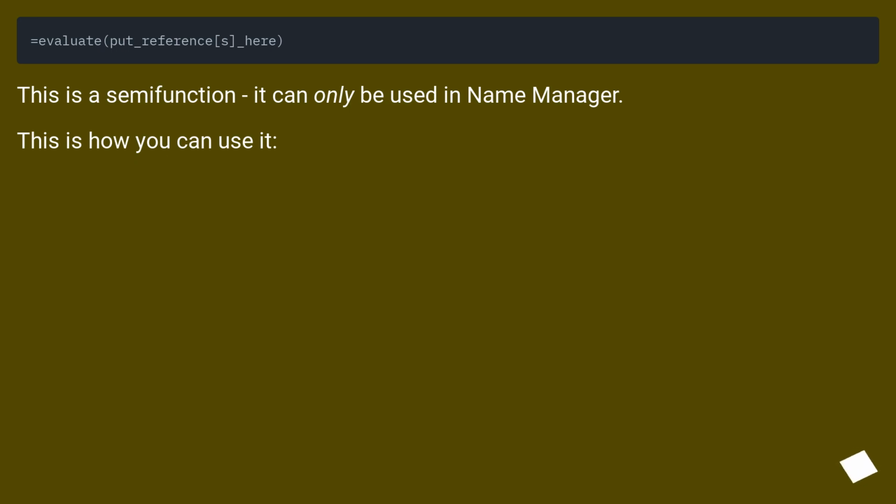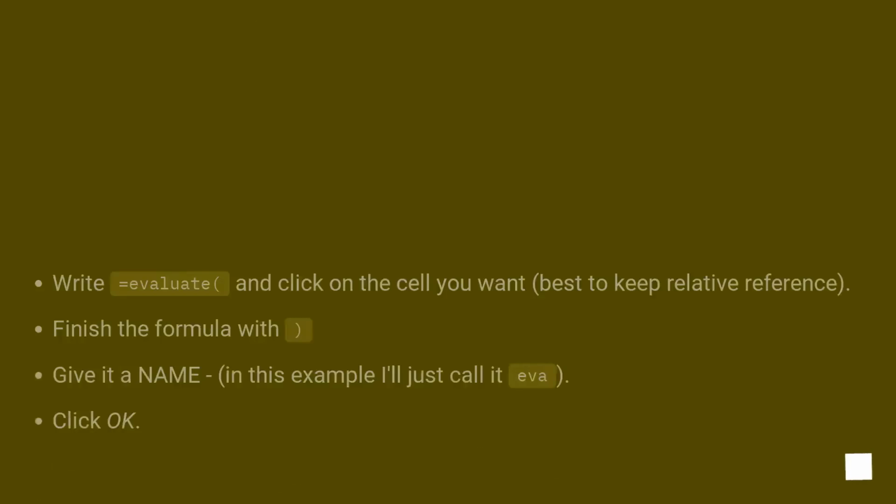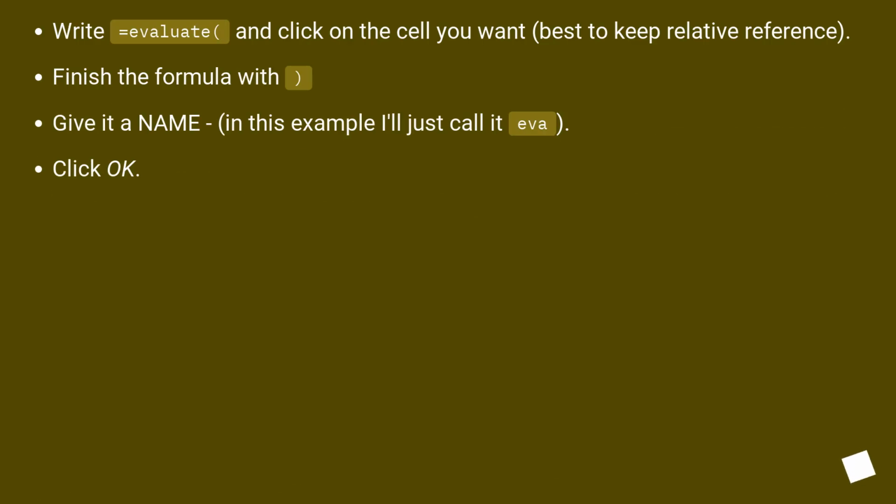This is a semi-function. It can only be used in Name Manager. This is how you can use it. Point to a cell and open Name Manager, from the Formulas tab or by pressing Ctrl plus F3. Write equals evaluate and click on the cell you want, best to keep a relative reference. Finish the formula with a closing bracket. Give it a name, in this example I'll just call it Eva.